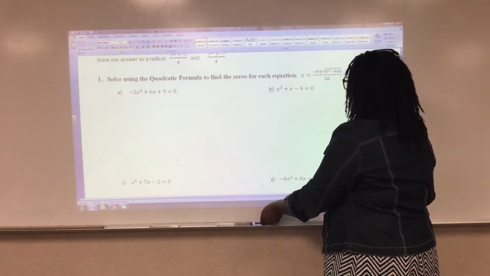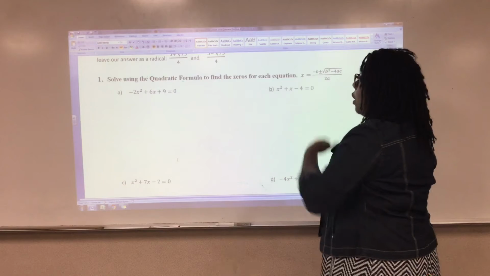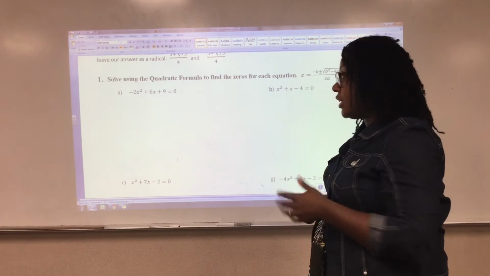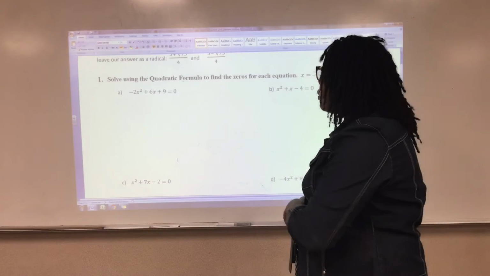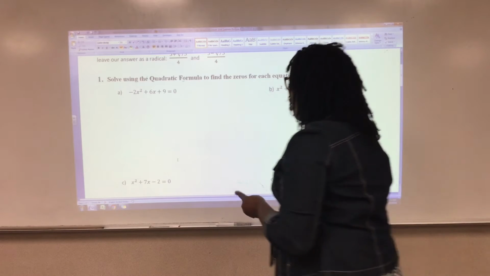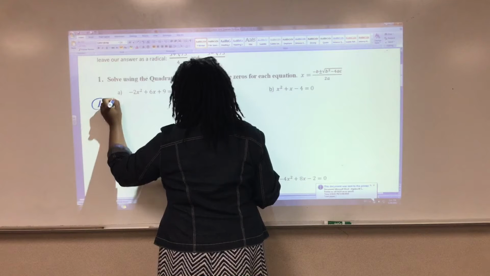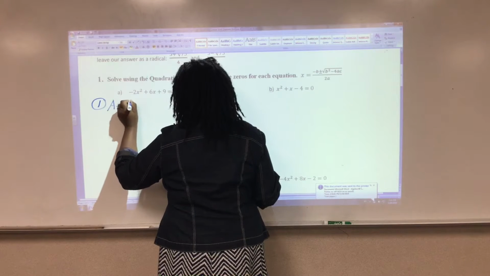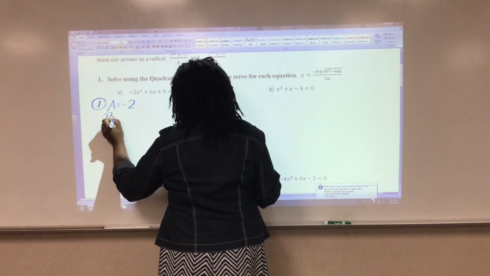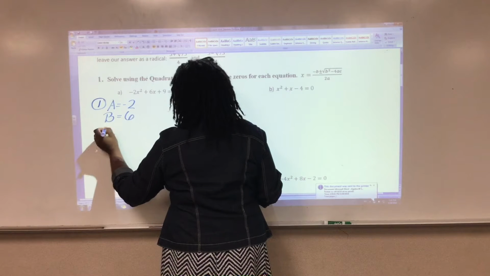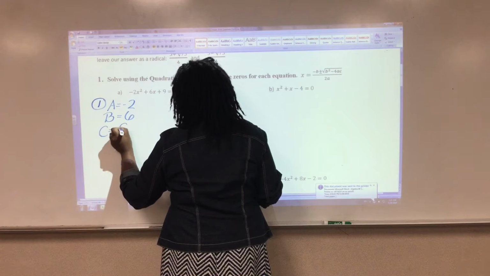So the goal with the quadratic formula is we use this formula when we can't factor using the X-game method. And similar to what we did in lesson 10-5, we're going to do our 4 steps. So step 1 is to identify A, B, and C. So A is equal to -2, B is equal to 6, and C is equal to 9.